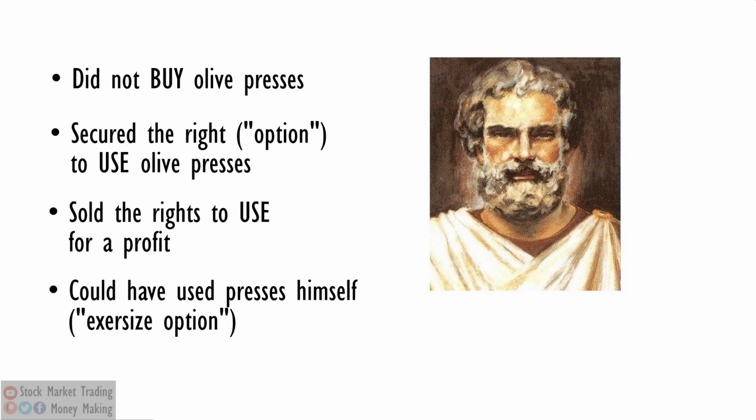The owners of the olive presses, who obviously didn't know how the harvest was going to turn out, still secured profits through the sale of the options to Thales. So the idea of options is not new and has been used by people for literally thousands of years. Now let me give you an example from today's real world.